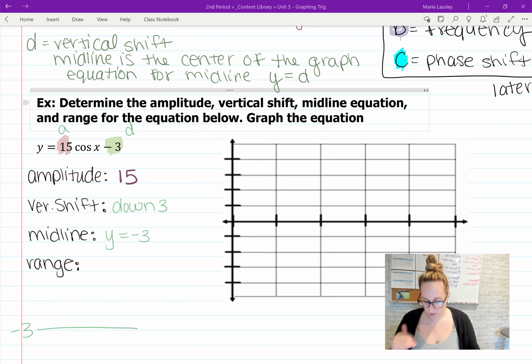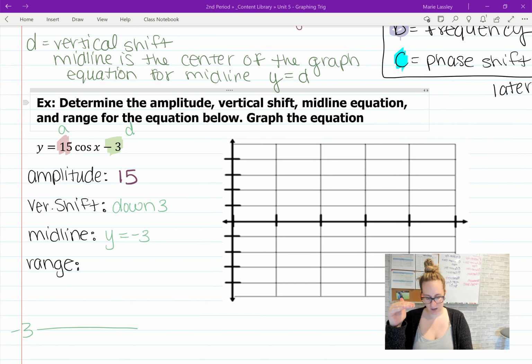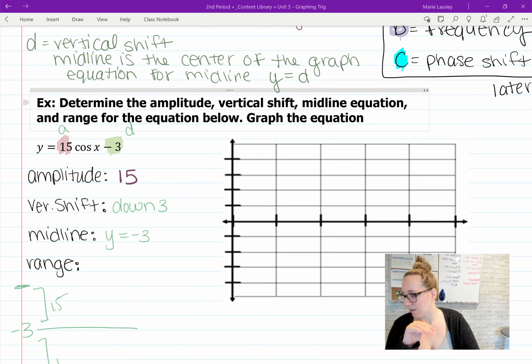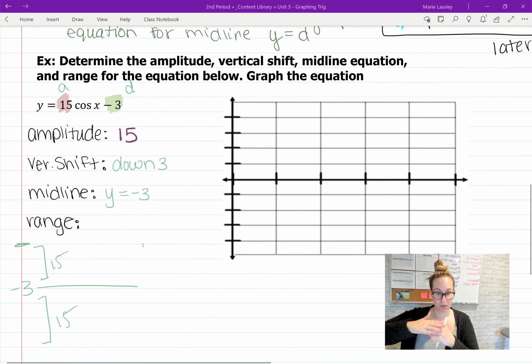Okay, so if -3 is our midline, and we have an amplitude of 15, that means we're 15 away. So 15 this way, 15 this way. Let me scroll down a little bit more. Because that's our amplitude, right? Amplitude is how far we are away from that center line.